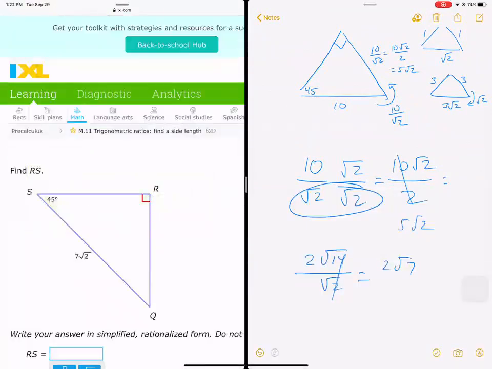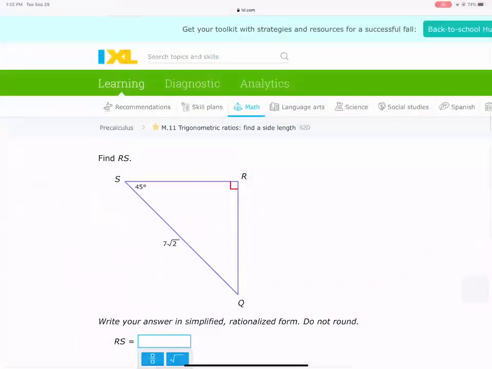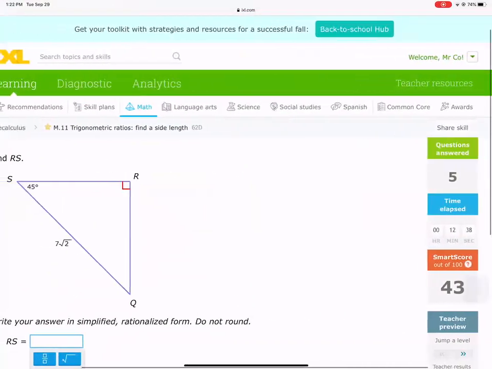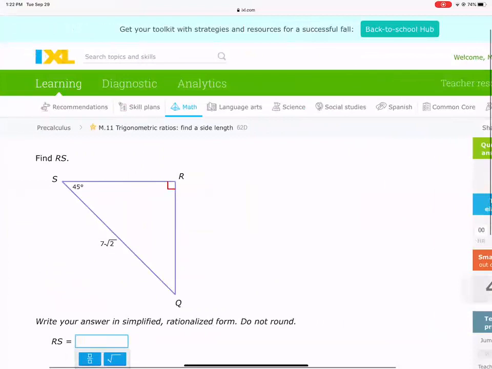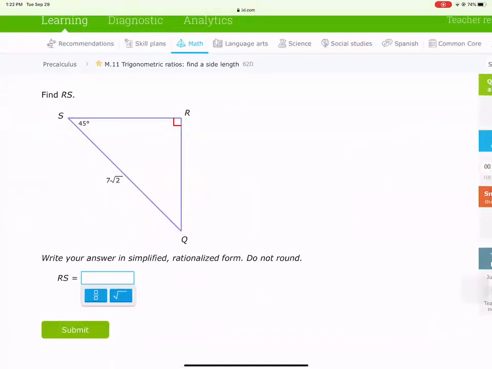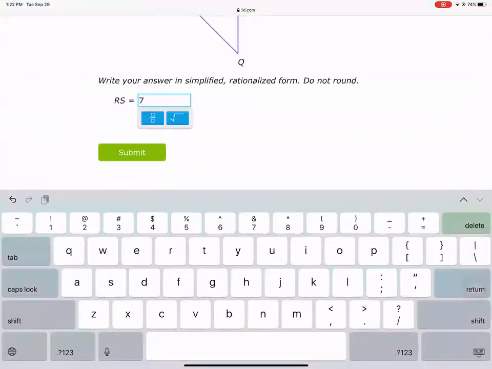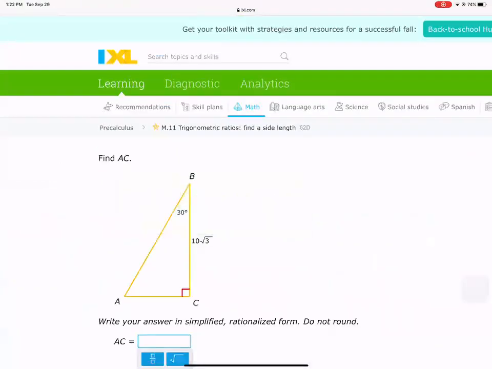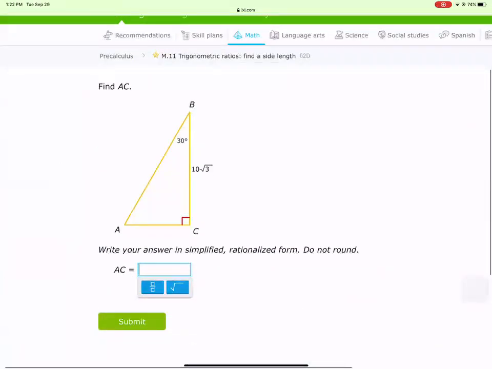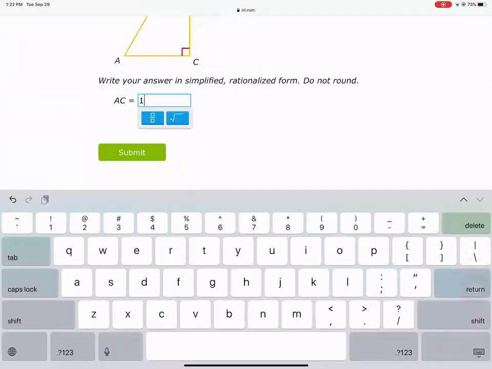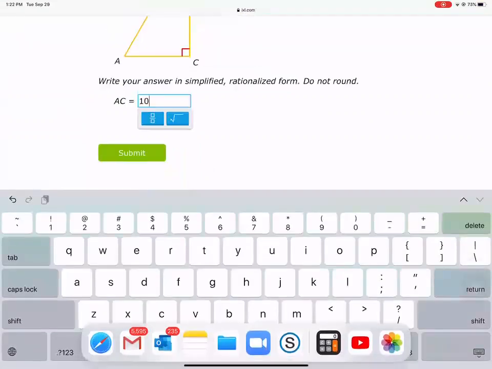Okay, I'm trying to get to the problems that are not right angles anymore. Same idea. To go backwards, that's a square root of 2. So if we get rid of the square root of 2, that's just 7. 30, 60, 90 still. To go to AC, which is the bottom side, that's just 10. Okay, let me show you guys why.